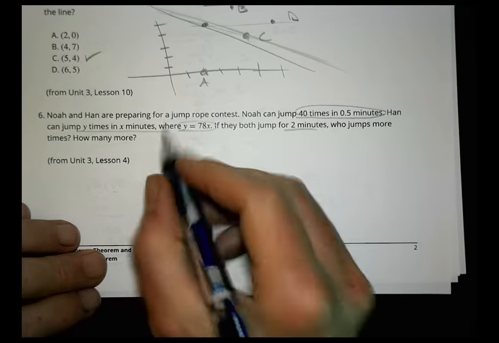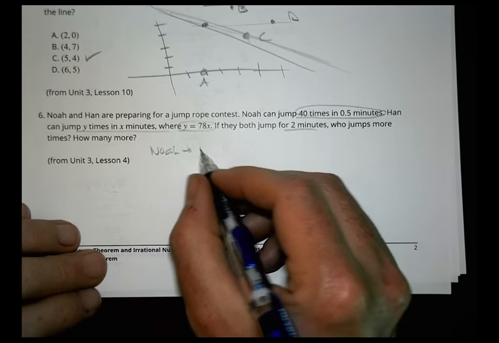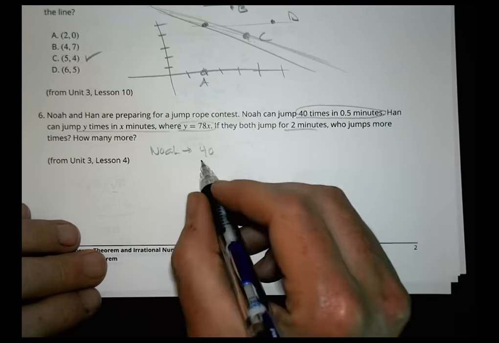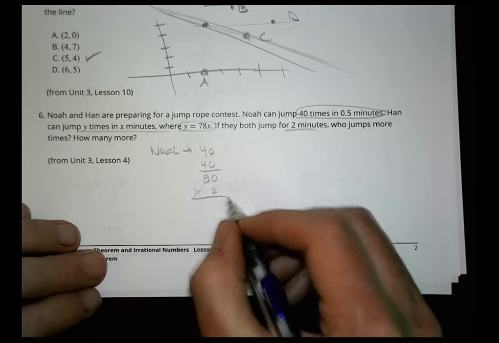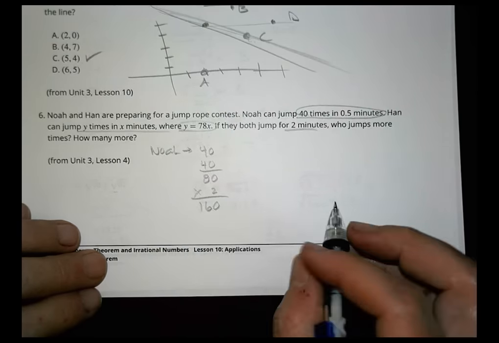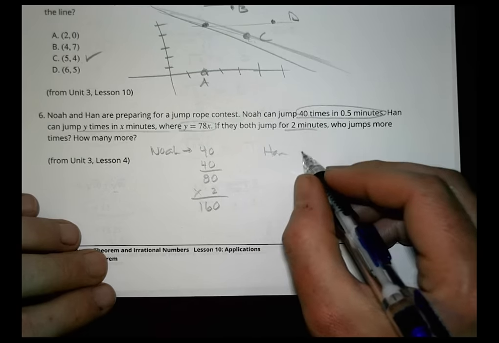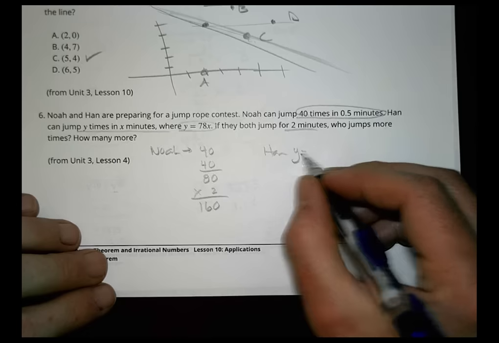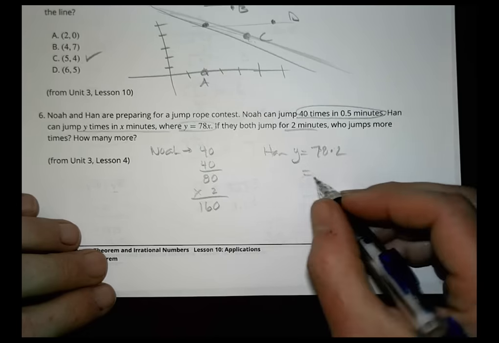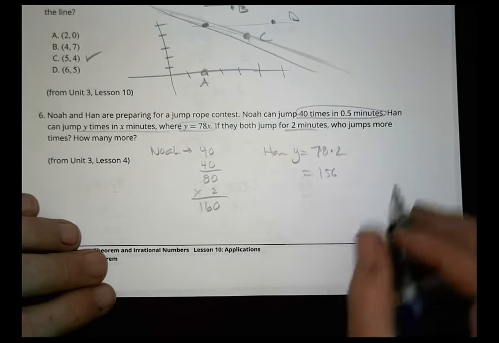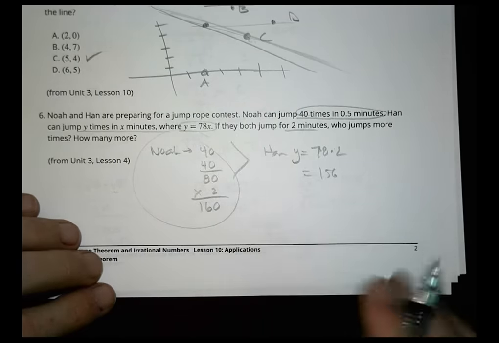All right, so for Noah, for 2 minutes, he does 40 for every half a minute, which means he does 80 in 1 minute, and we're going to multiply that by 2 for 160. For Han, his amount is going to be 78 times the number of minutes, which is 2. And 78 times 2 is 156. So Noah's doing more. He's doing 160 compared to Han's 156.